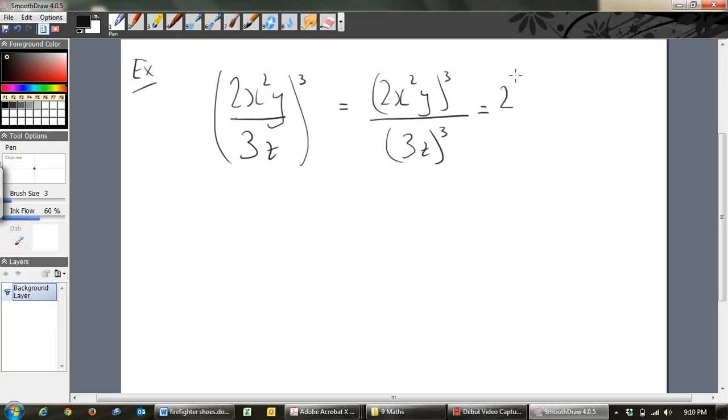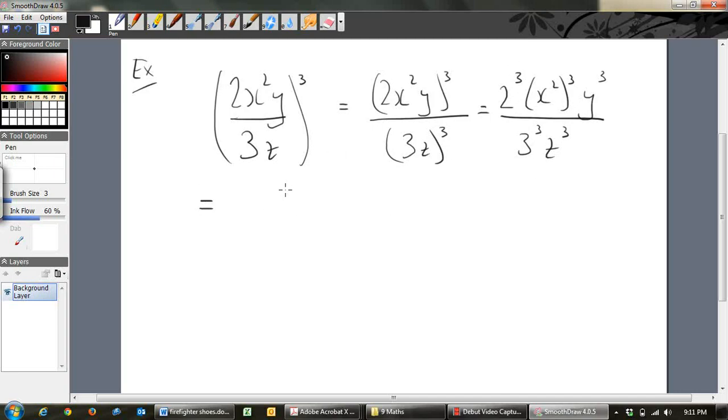So that's equal to 2 cubed, x squared cubed, and y cubed. That 3 goes to each of the powers in here. Okay? Over, same thing happens here. That'll be 3 cubed, z cubed. Okay, just following those index laws, one index law at a time.